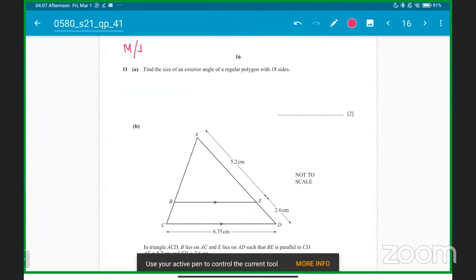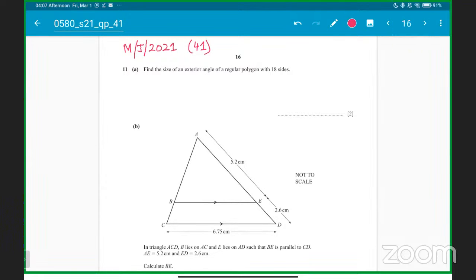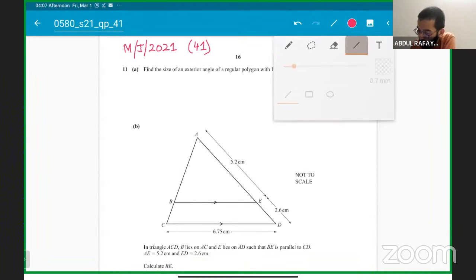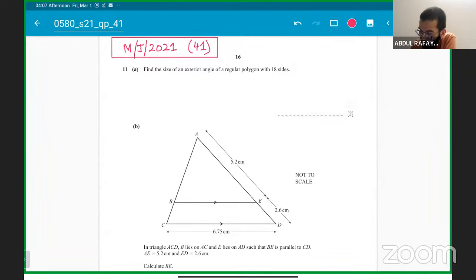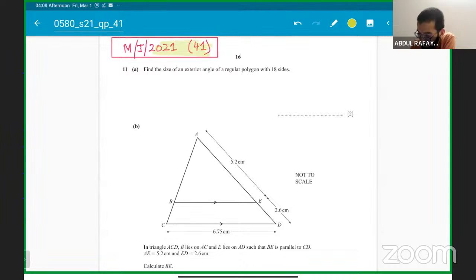This is May, June 2021, paper 4, variant 1. Everyone with me, following, guys? Understood? Any questions? So we need to be careful here. We have to find May, June 2021, paper 4, variant 1. You can write it down. We are solving a paper 4 question which is related to geometry. It will have concepts of congruency and similarity, and it also talks about polygons.